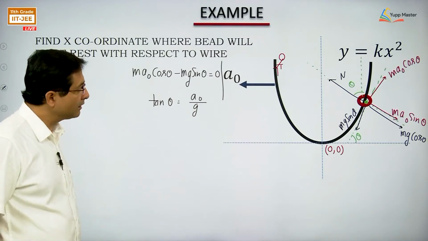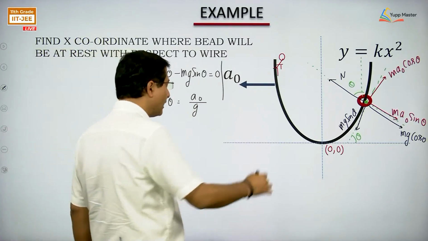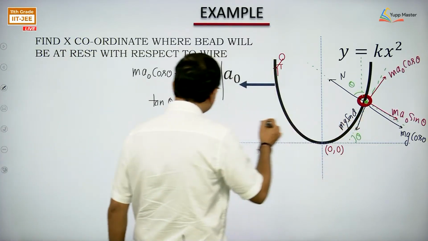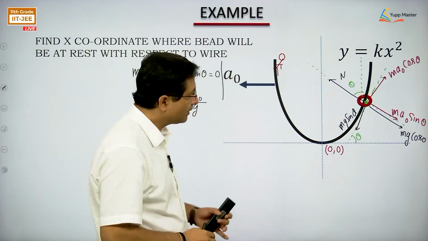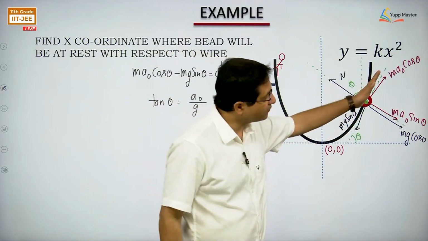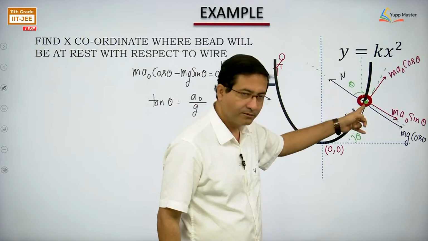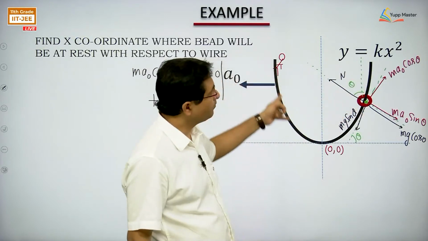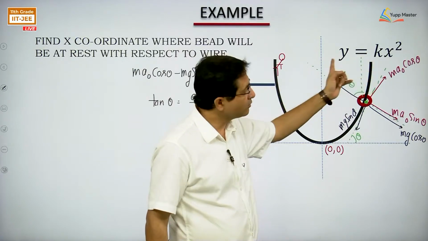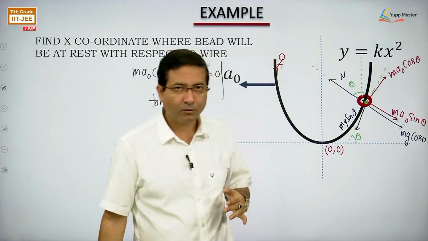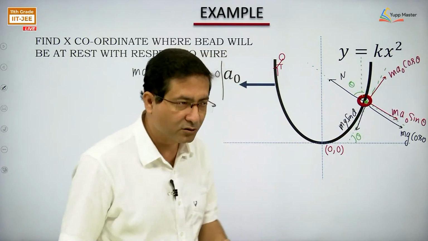Now tan theta is the slope of the tangent to the curve. So this is the curve whose equation is given by y is equal to k x square.